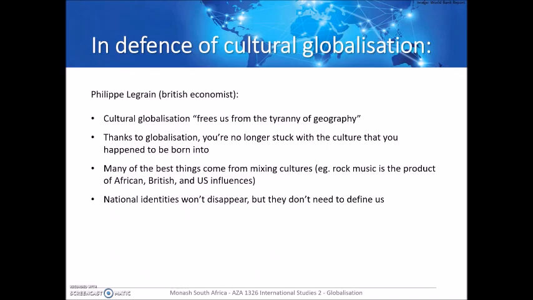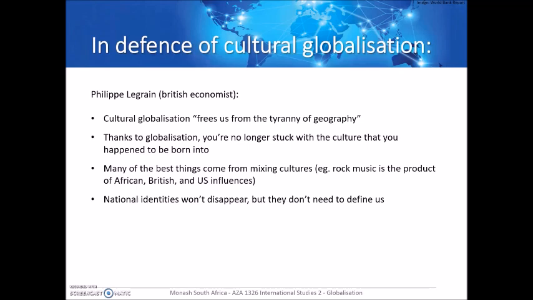Okay, now just to close this chapter of cultural globalization, there is a British economist, Philippe Legrain. His background is French and Estonian, but he has grown up in Britain, and he is a strong advocate of cultural globalization. Just to close on a positive note, though it can also be questioned, what he argues is that cultural globalization frees us from the tyranny of geography, and that thanks to globalization, we're no longer stuck with the culture that we happen to be born into. So he basically argues that cultural globalization gives us the freedom to pick and choose.